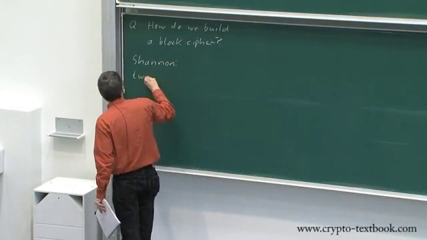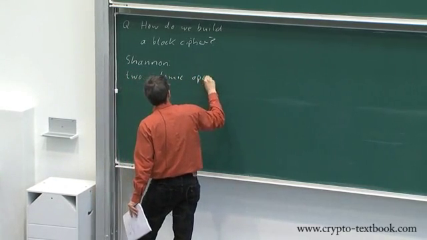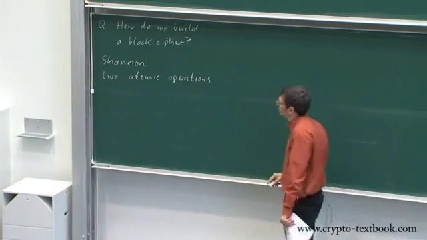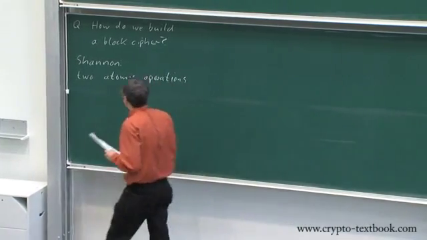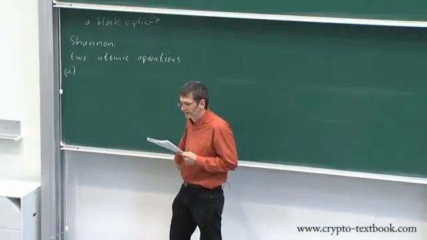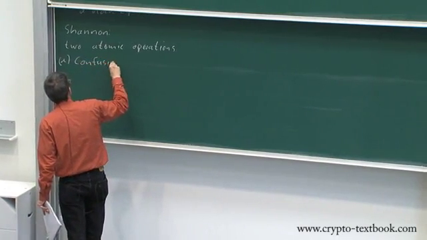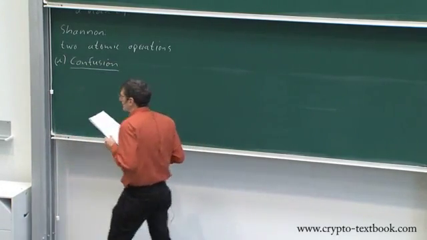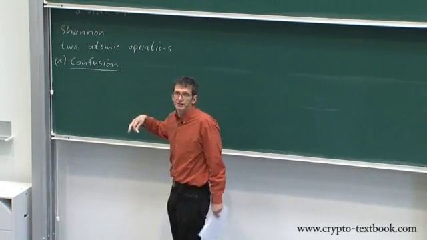He defined 2 atomic operations, or basic. Atomic is maybe a little bit too ambitious. So some basic operations that each block cipher should perform, namely, the first one is 1, or A, or alpha. So the first is called confusion. And what is confusion in this block cipher context?